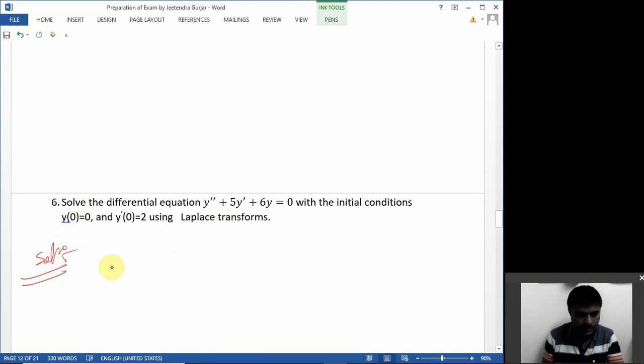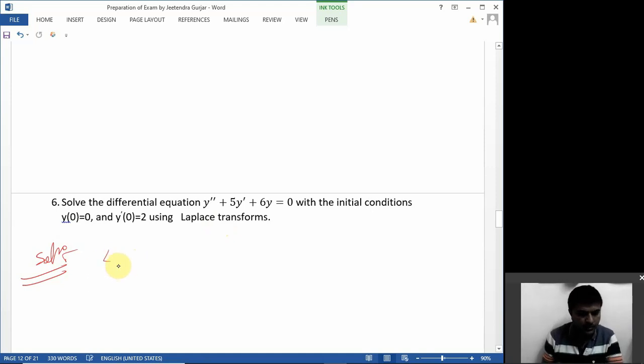I will apply the Laplace transformation of y'' + 5y' + 6y = 0. I am going to use the Laplace transformation formulas already there in the description box. Please go to that formula video link, see the Laplace transform of a differential equation, which is an application of Laplace transform. Please remember this one. Very, very important, very easy, and look at the video.